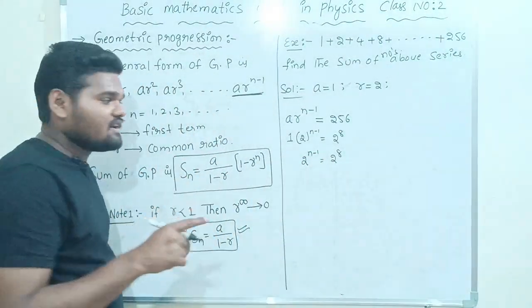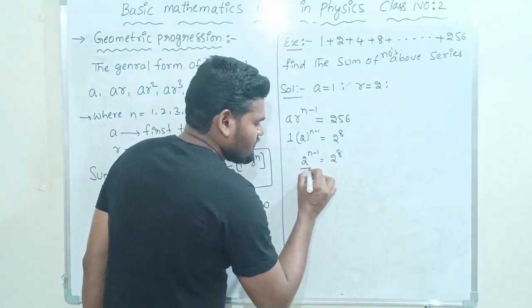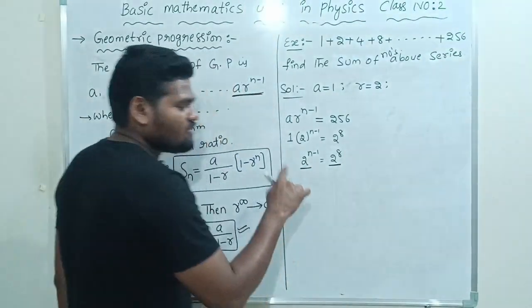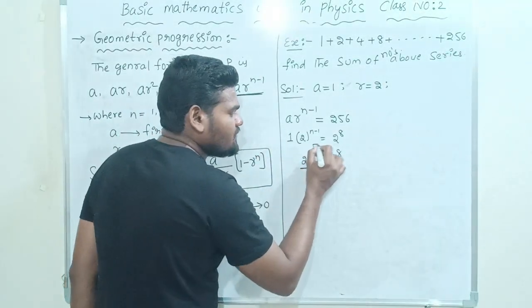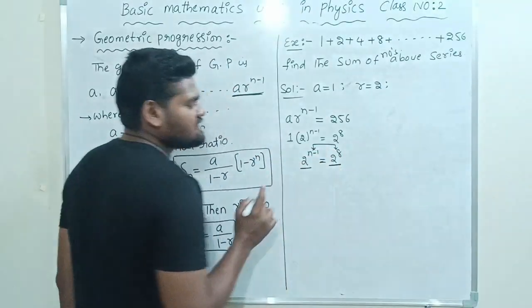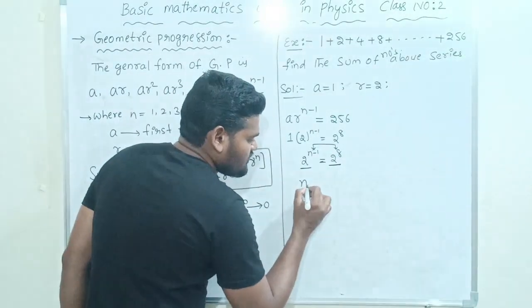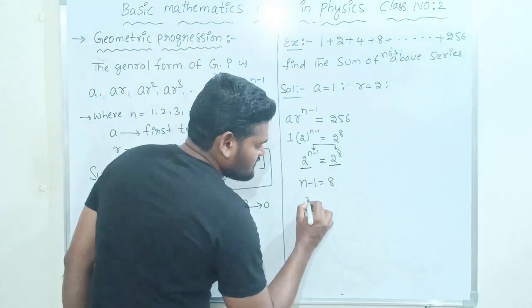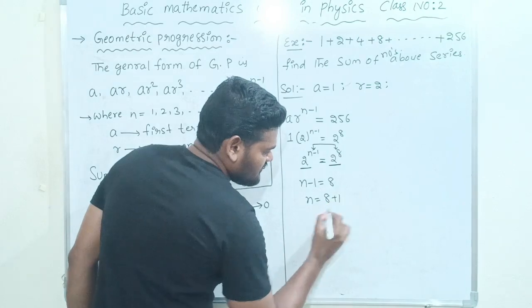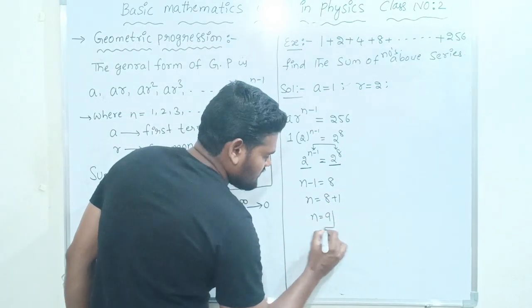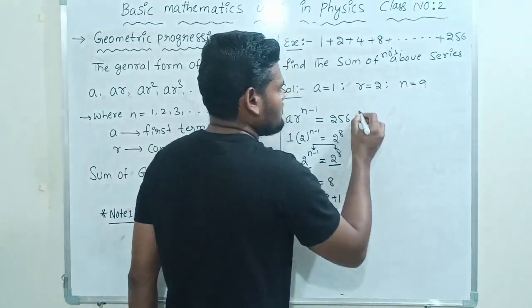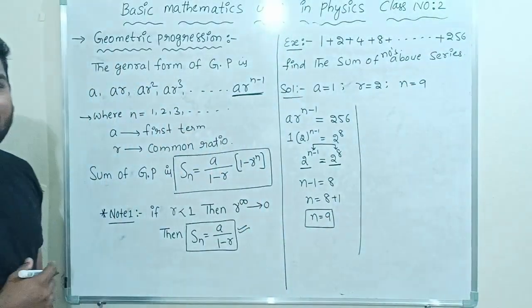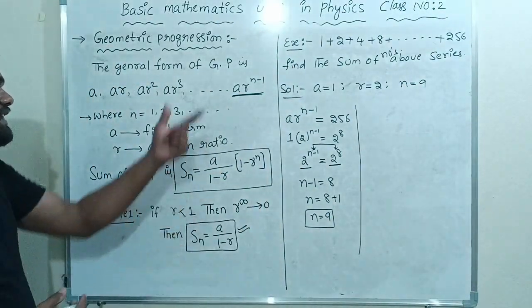If you observe carefully, on both sides the bases are the same. Then the powers will be equal. So n minus 1 is equal to 8. So n is equal to 8 plus 1, then n is equal to 9. So we got n is equal to 9.